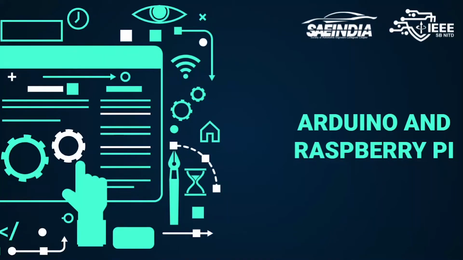Hemant has introduced you to the terms microcontroller and microprocessor. Now we're going to build upon those two. We're going to show you what a microprocessor and a microcontroller are with one of the best examples in their domain, that being Arduino and Raspberry Pi.